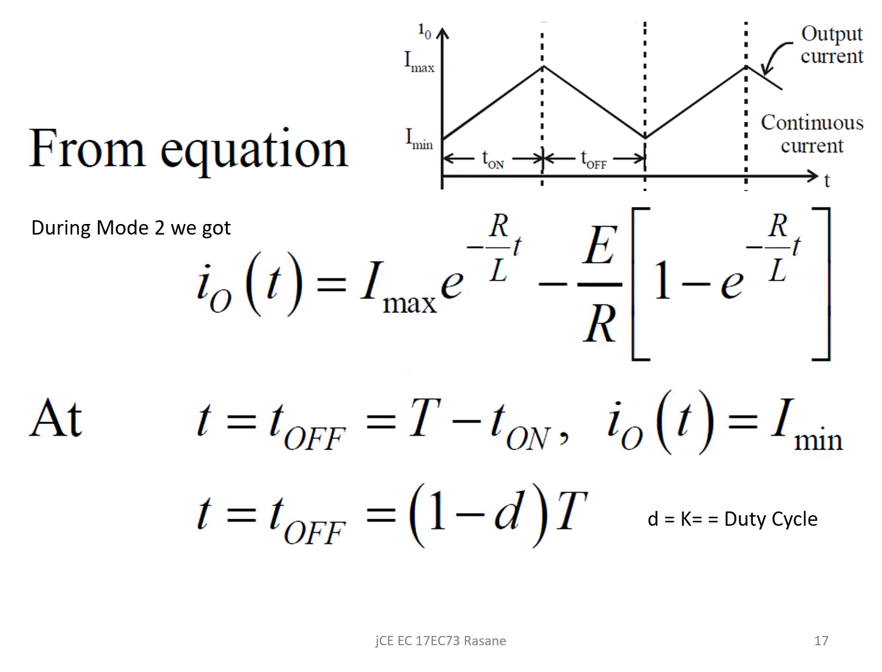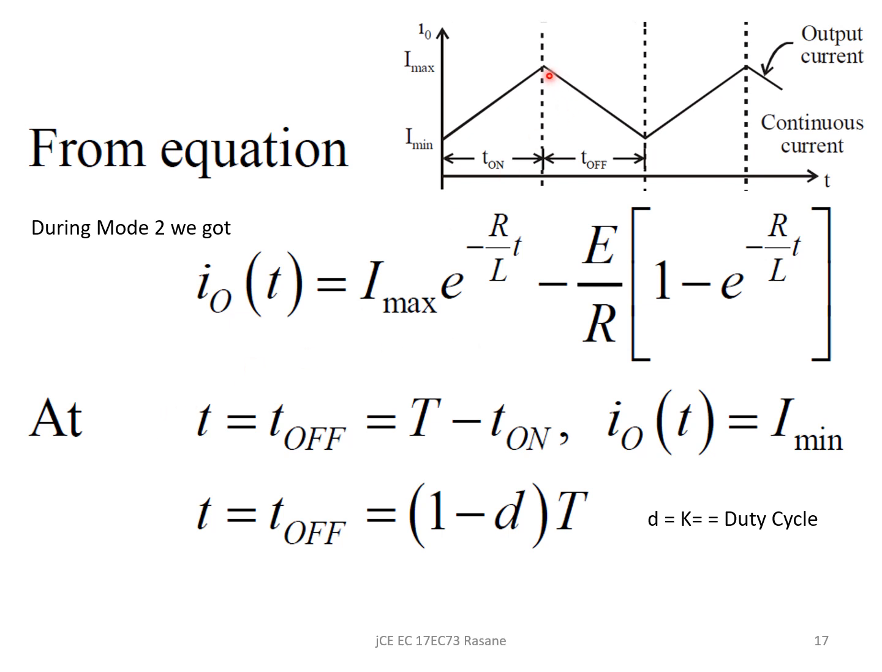During mode 2, we got I naught of t. We had another expression there, at t equal to t off, and we got this expression: I max e to the power of minus r by l into t, minus e by r, 1 minus e to the power of minus r by l into t. So we are basically looking into this continuous load current, and during the off period we had derived an expression for I naught of t.